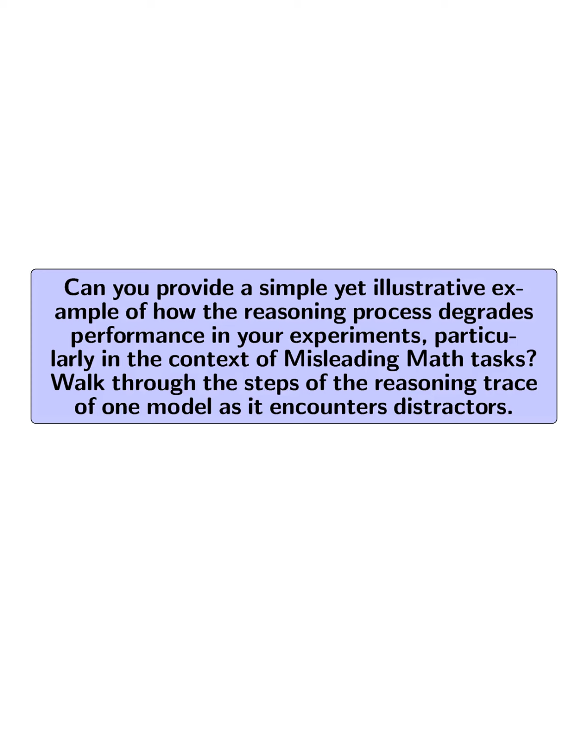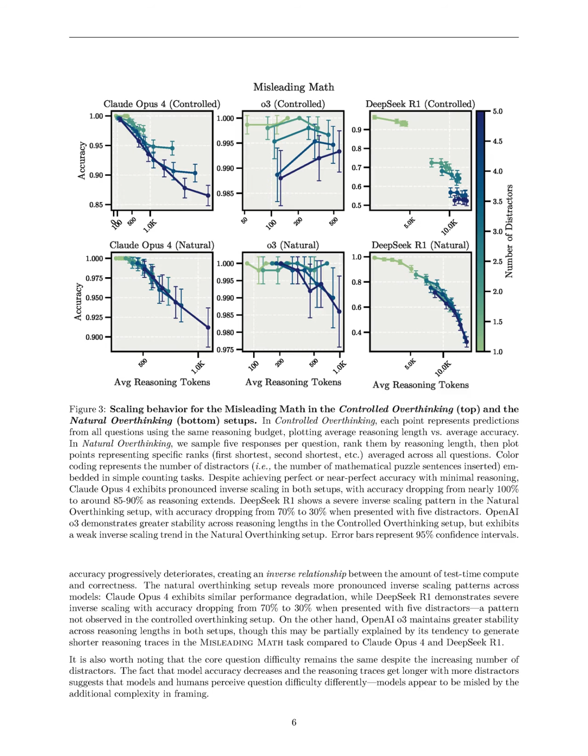Can you provide a simple yet illustrative example of how the reasoning process degrades performance in your experiments, particularly in the context of misleading math tasks? Walk through the steps of the reasoning trace of one model as it encounters distractors. In the misleading math tasks, we observed that as Claude Opus 4 generated longer reasoning traces, its performance deteriorated significantly due to distractions from irrelevant information.